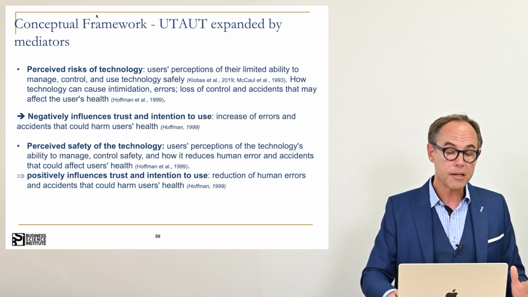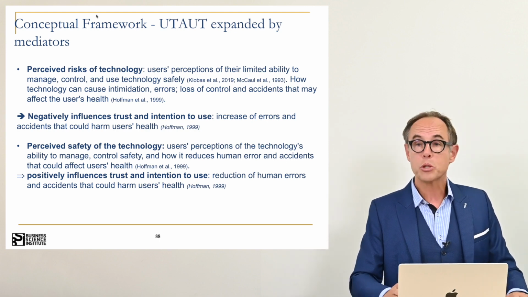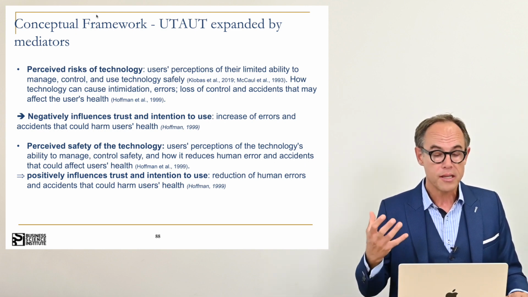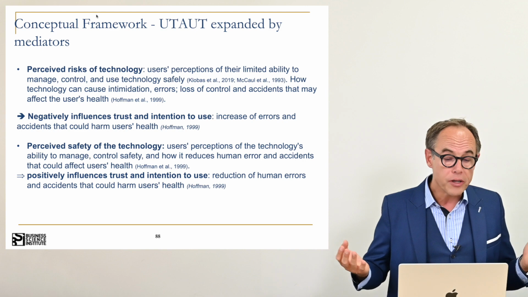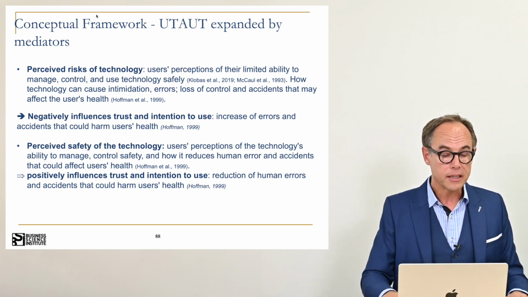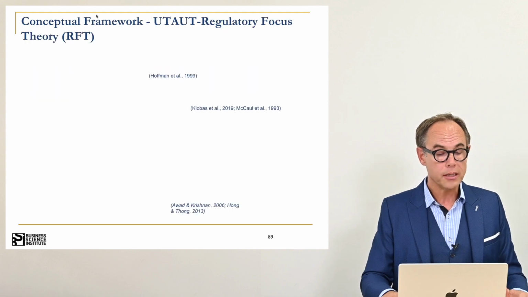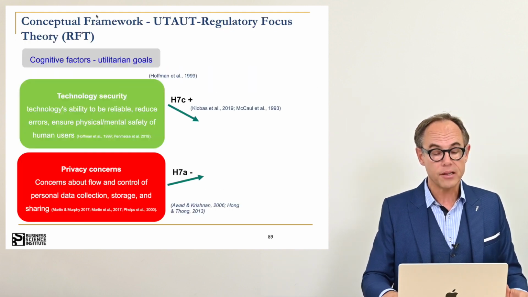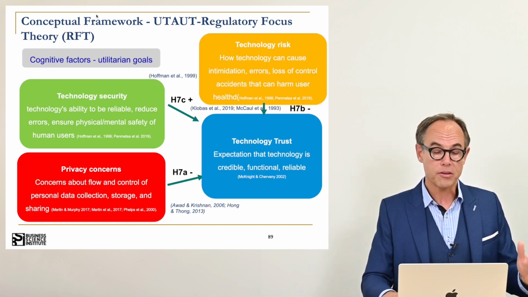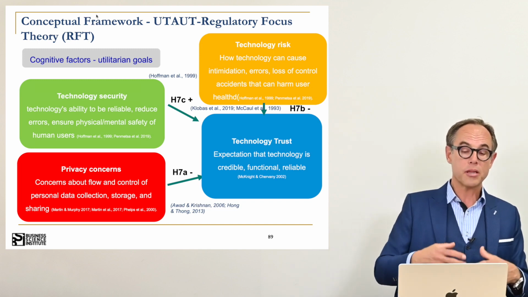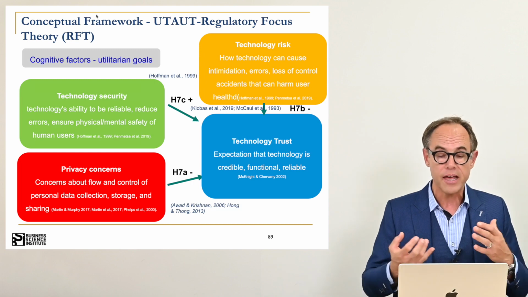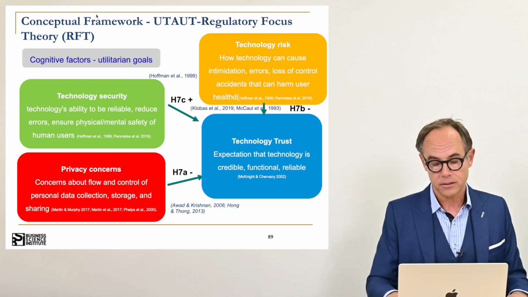And we introduce perceived risk of technology, which is the user's perception of the limited ability to manage, control, and use technology safely due to errors, intimidation, loss of control. And clearly, technology risk should impact negatively, as we can see here, technology trust, which is conceptualized in the literature. On the other hand, technology security, which is the ability to produce a reliable service and reduce errors, should positively impact technology trust.